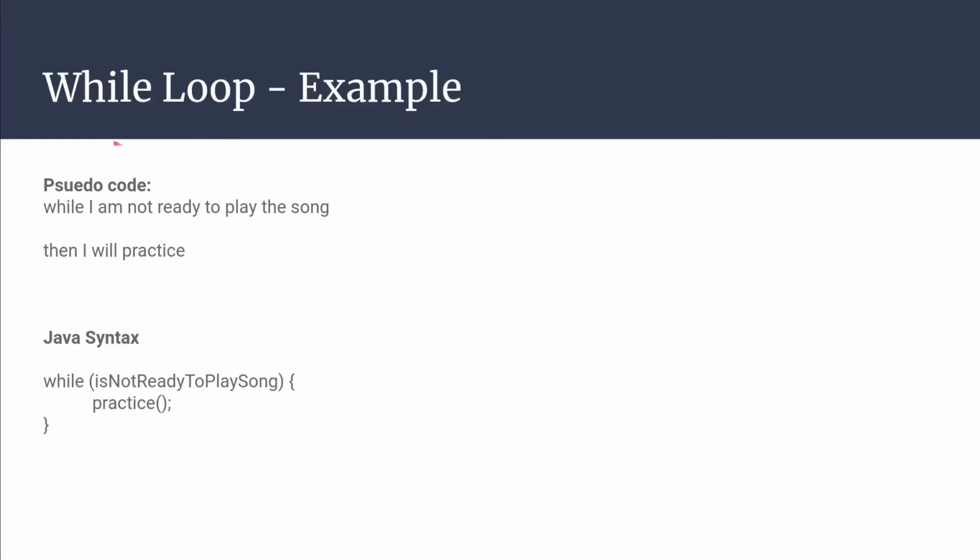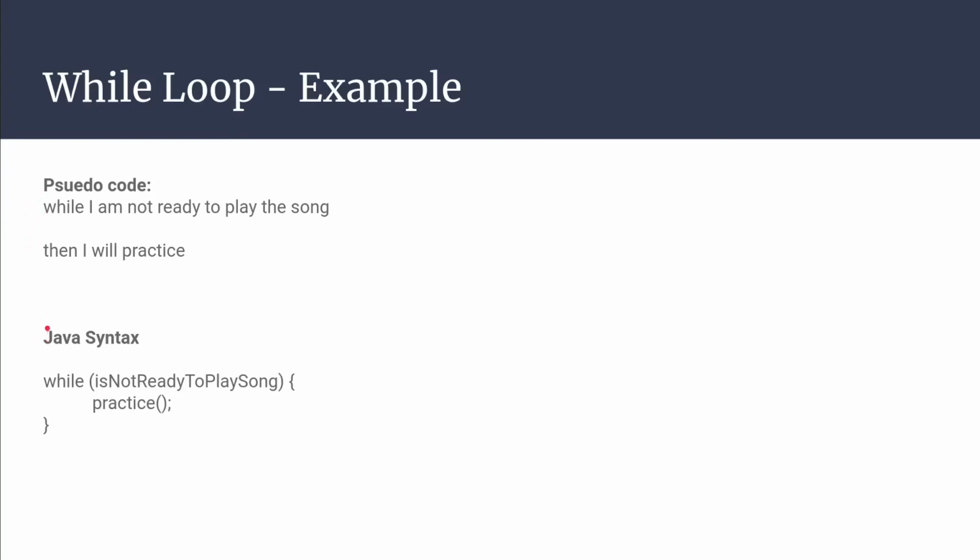Let's talk about an example to use a while loop. In this example, I'm practicing guitar to play a song in front of some audience. If you're not ready to play the song, then you have to continue practicing. So we're going to write this pseudo code. By the way, pseudo code is basically an informal description of how the code runs. What's kind of funny about pseudo code is it really has no definition. It could be whatever you like. You're just documenting how the code should work.